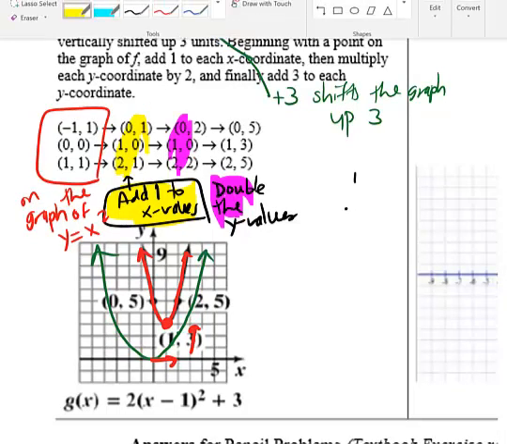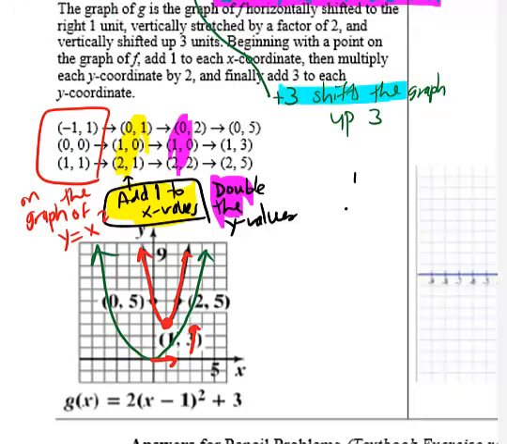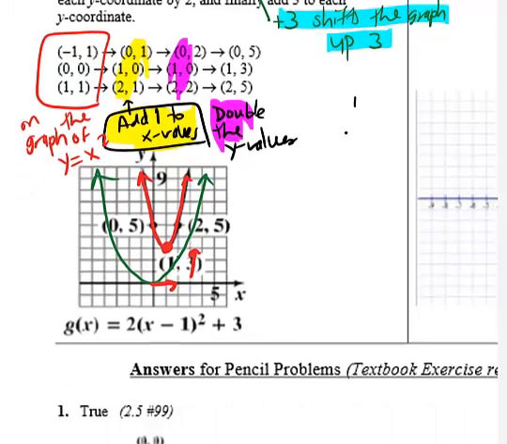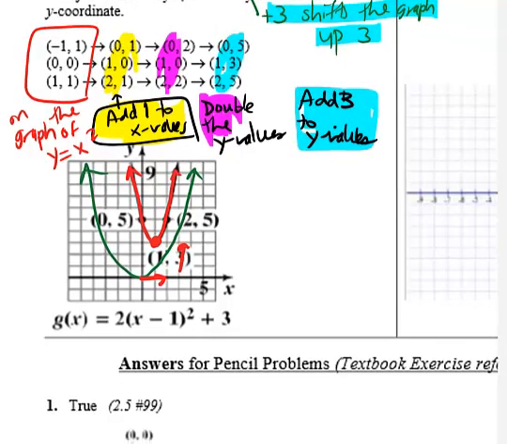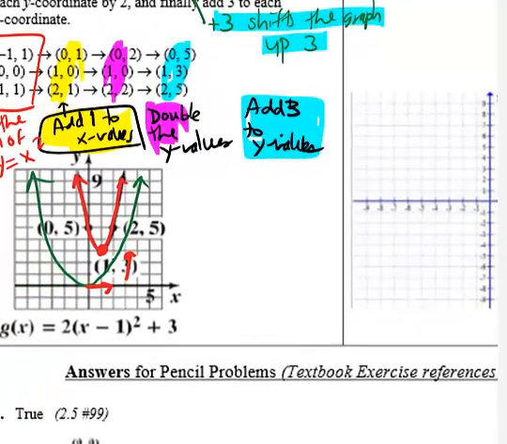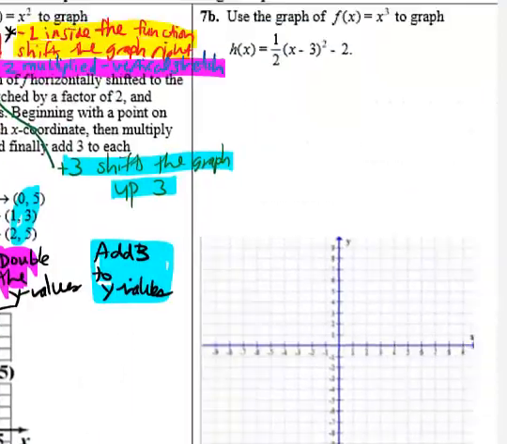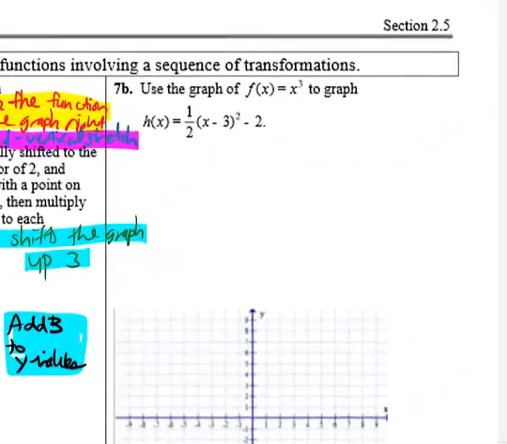And then the last thing we said was we're going to shift the graph up 3, which moves the y value up 3, which means you're going to add 3 to the y values. That was the last thing they did. Add 3 to the y values. Alright, that's how you get it really precise. And then I think they plotted all those points and they obtained this red graph here. So let's try to do that for the next example.